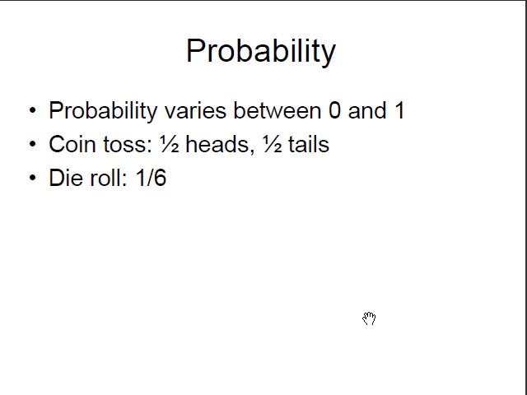Now, probability varies between 0 and 1, with 1 being completely certain and 0 being completely improbable. In a coin toss, for instance, you have 1/2 heads, 1/2 tails, a 50% probability that it's going to come up heads, 50% tails. In a die roll, you have proportions, probabilities, and percentages of things like 1 out of 6.